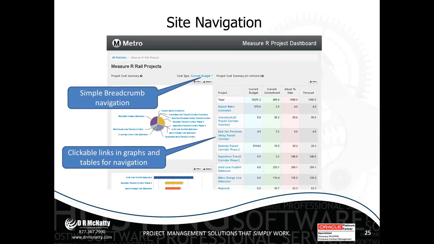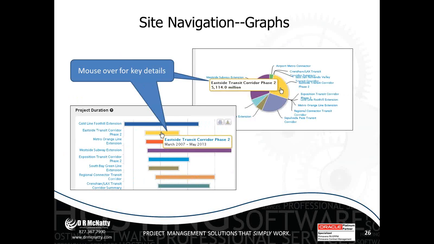So site navigation, we use a simple breadcrumb navigation, so you can always click back to go backwards. You can see where you're at. There are a lot of clickable links throughout the dashboard so that you can drill down for more detailed information. A mouse over hover pops up a box that shows you what it is that the mouse is hovering over.